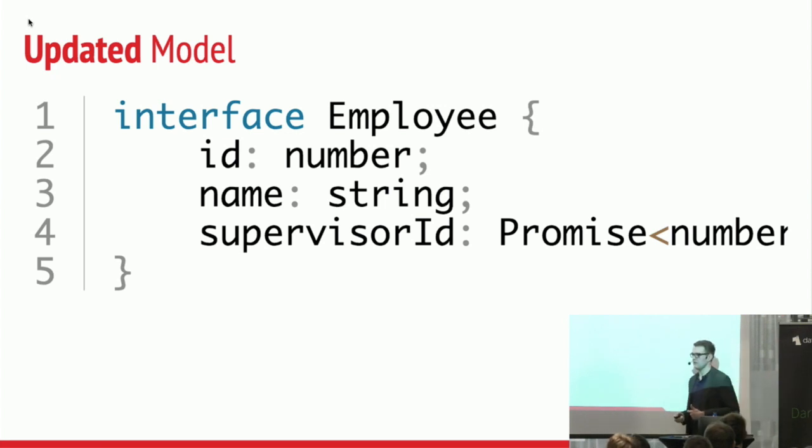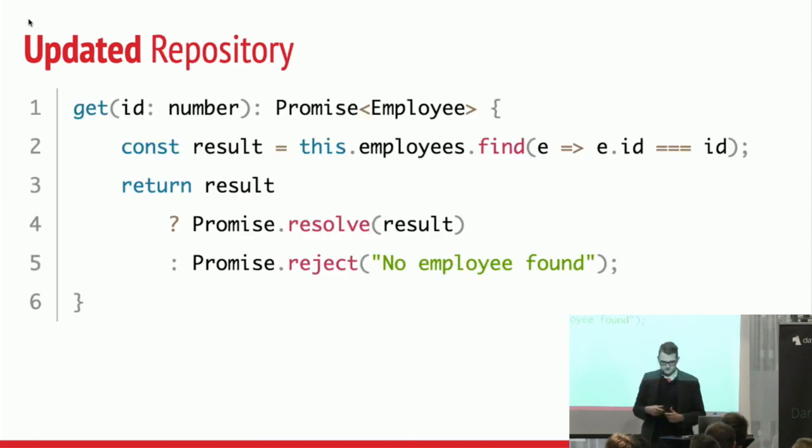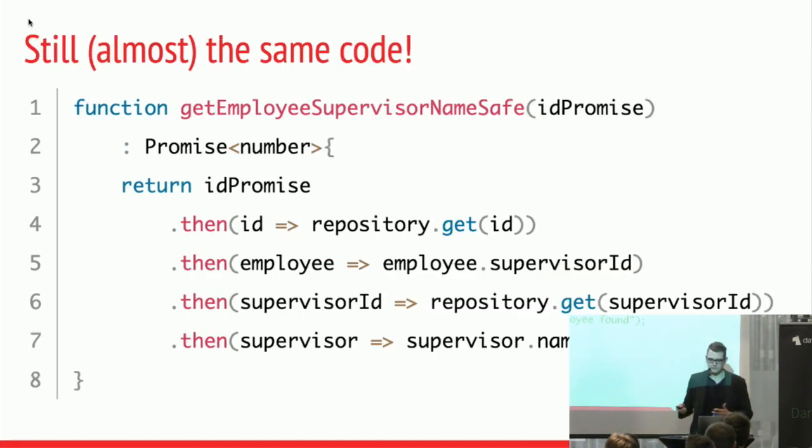It's not immediately available. We also changed the get method in the repository. It also returns a promise of employee, which again can mean that you have to ask the database or the server side to know what's the employee with the given ID.